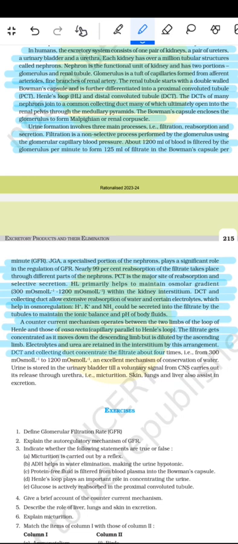DCT and the collecting duct concentrate the filtrate about 4 times. That means from 300 milliosmol to 1200 milliosmol per liter. An excellent mechanism of the conservation of water. Urine is stored in the urinary bladder till a voluntary signal from the central nervous system carries out its release through the urethra. That means micturition. Skin, lungs, and liver also assist in the excretion.